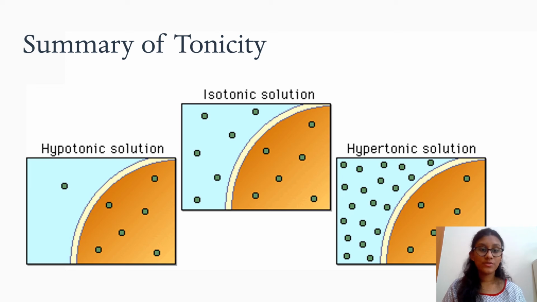For hypotonic solutions, there is only one particle outside and more particles inside the cells. So water from outside moves inside and solute from inside moves outside. For isotonic solution, there is an equal number of solute and water on both sides. So there is no movement of water or solute inside and outside the cell. For hypertonic solutions, we have more solute outside and less solute inside. So water from inside moves out and solute from outside moves in to equalize the number of solute and water in and out of the cell.